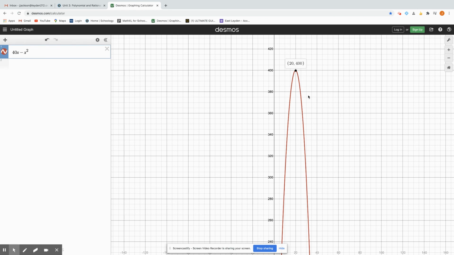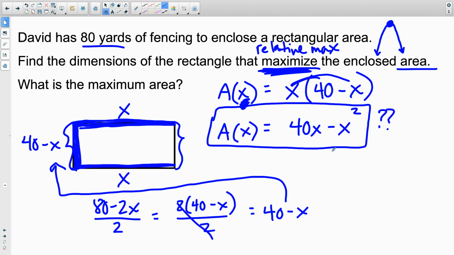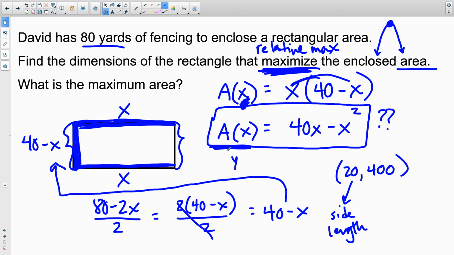Now it helps if you understand what's the 20 and what's the 400. Well, 20, that's the x coordinate. So we know that our max, the top of the hill, is at 20 comma 400. What's 20? This is x. This is that initial side length. A of x, also known as y, our variable y, is 400. So this is the area, because the area is based on this independent value of x.